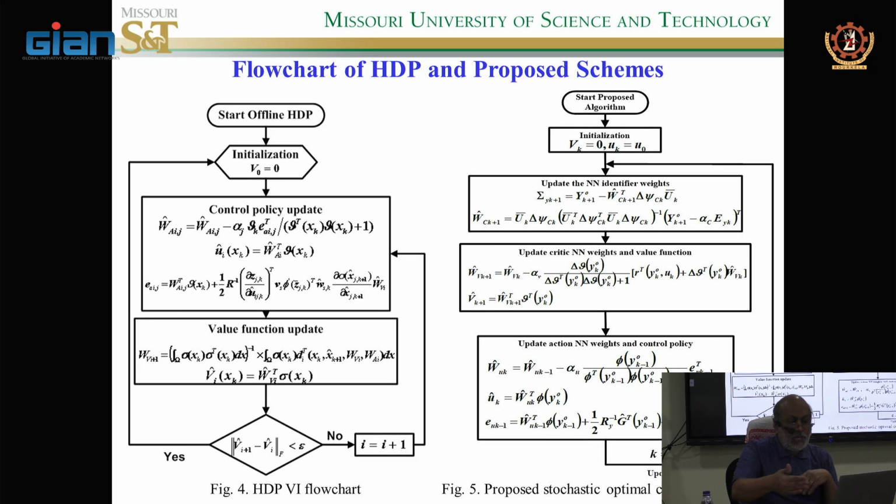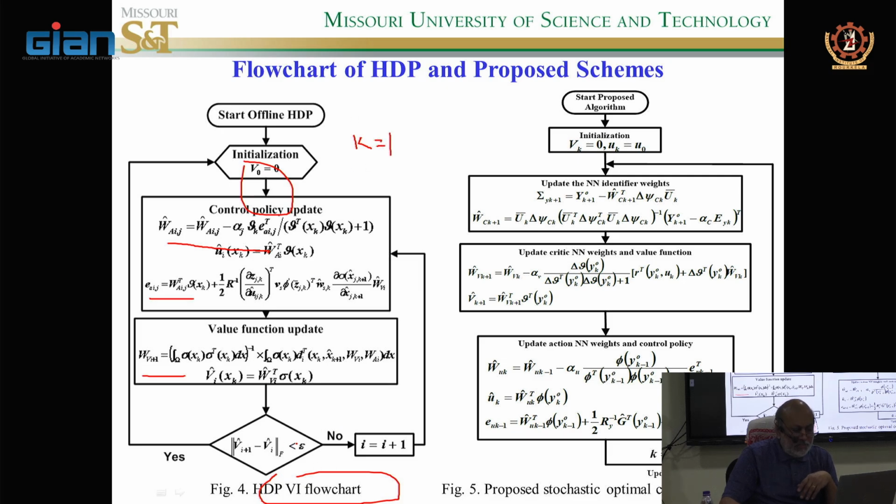So here is a flowchart. And there are two flowcharts. On the left-hand side is the HDP VI. Here is an offline process. You do the control policy. You start with some initial value. And then you have the control policy update, control input error, value function using least squares, and then you compare it. And then if it's not, i equal to i plus 1. So here you are making k equal to 0 or k equal to 1. And then you do that, you iterate it.